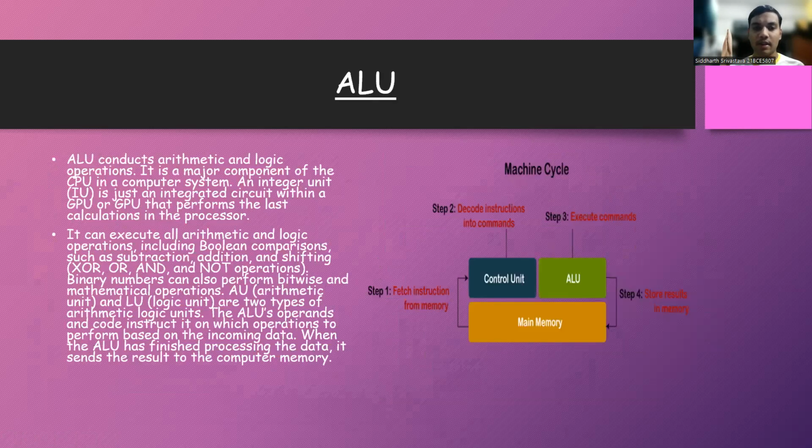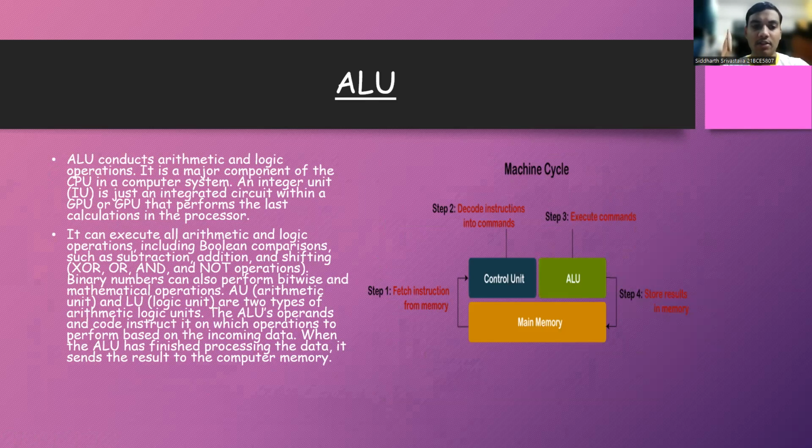So now we have ALU. ALU stands for Arithmetic and Logic Unit, and the ALU conducts arithmetic and logical operations, as we know. So it is a major component of the CPU in a computer system.